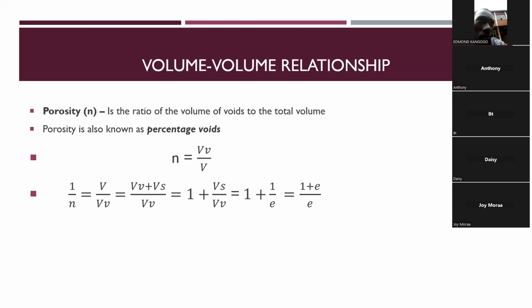Down there you can see how we can relate porosity to void ratio, where we have taken the reciprocal of porosity. The reciprocal is volume over volume of void. We break it down: we know the total volume is volume of void plus the volume of solid, divided by the volume of voids. So that makes 1 plus Vs over Vv, which is the reciprocal of the void ratio. I hope you understand how we have derived the relationship between the void ratio and the porosity.